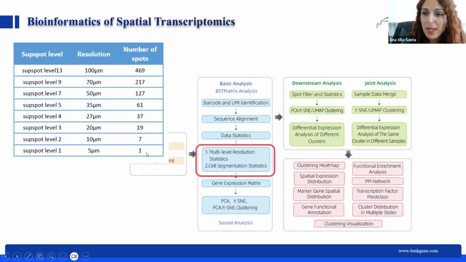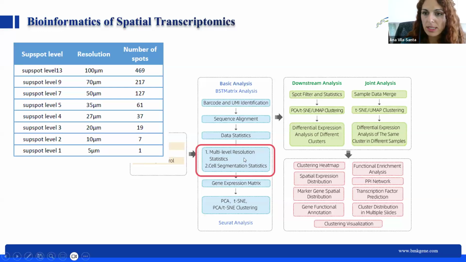When we are at the biggest resolution possible, so the 5 micrometers, for example, we do statistics for this part. But then we zoom out a bit and we do statistics for the subspot level 2 with 10 micrometers, etc. And we do this with 13 levels of resolution. We also do the statistics, instead of applying it spot by spot, we apply it cell by cell.